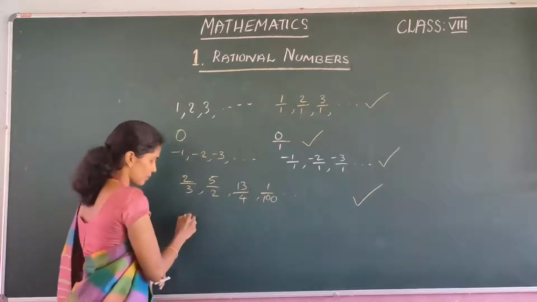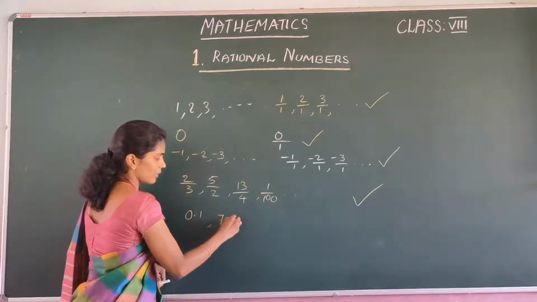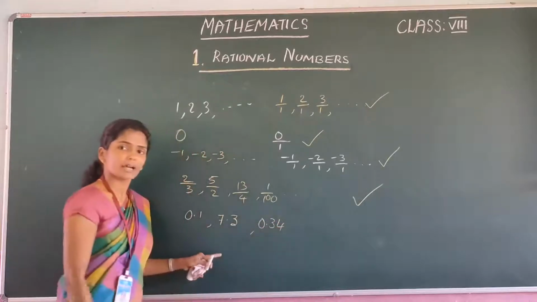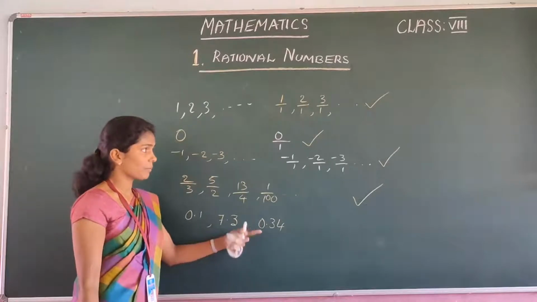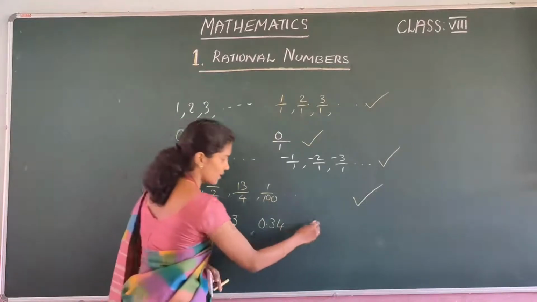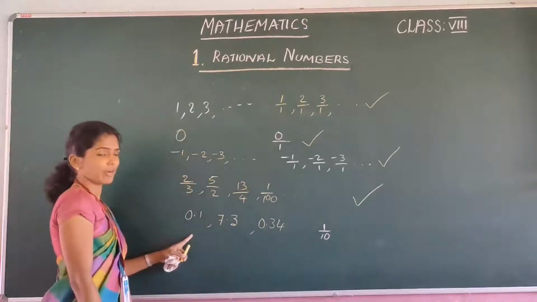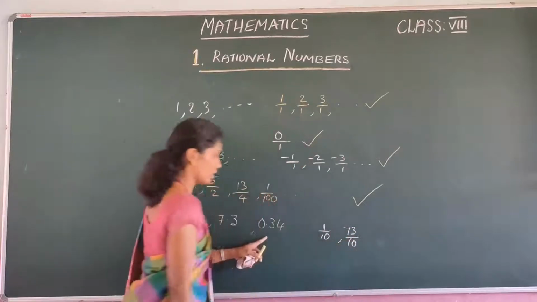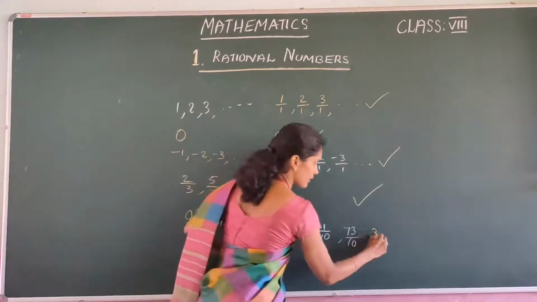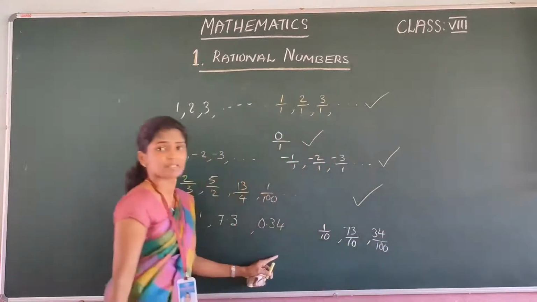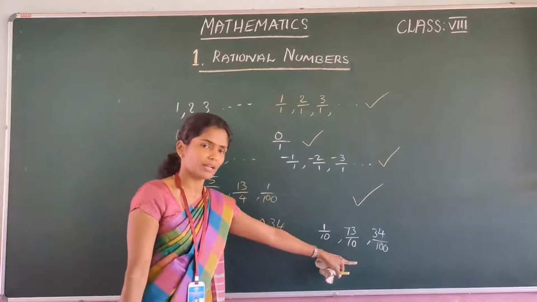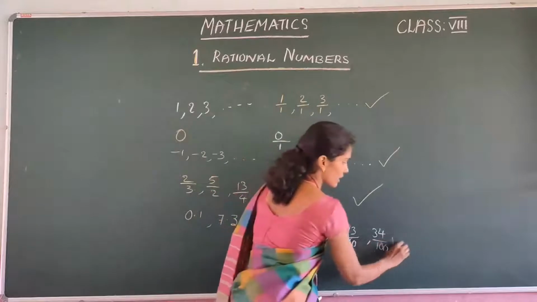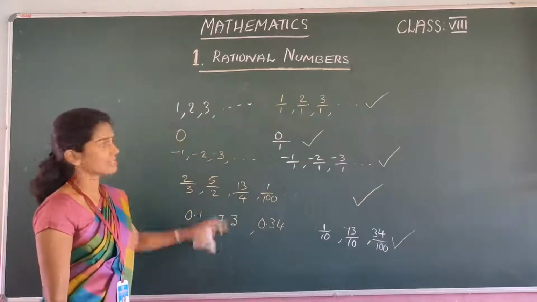Then what about the decimal numbers? 0.1, 7.3, 0.34, like that numbers. These are decimals. This is not P by Q form, right? But we can write 0.1 as 1 by 10, then 7.3 is 73 by 10, also 0.34 is 34 by 100. We can write these numbers in the form P by Q, right? Here, P and Q are integers and Q not equal to 0. Therefore, these all are rational numbers.